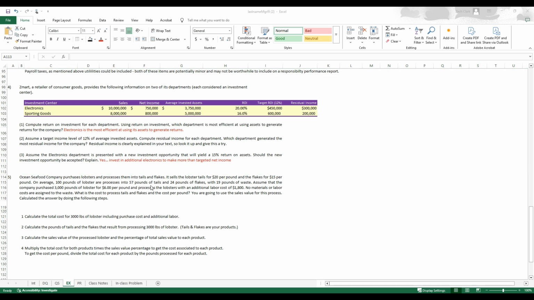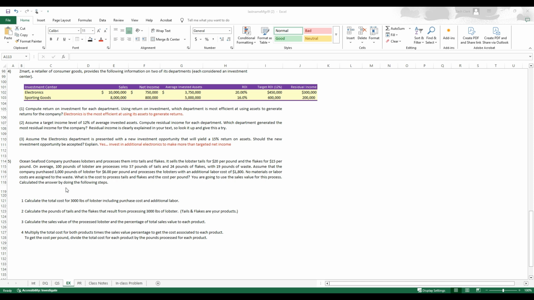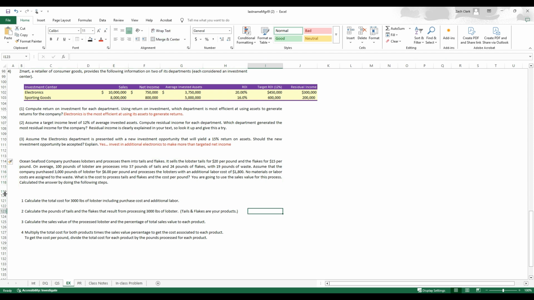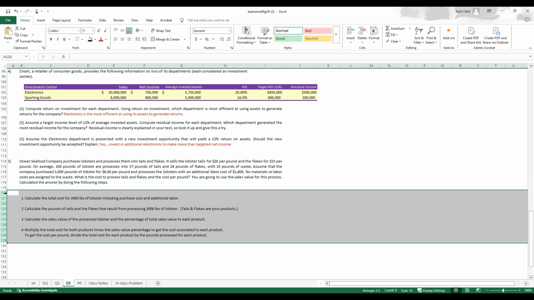Okay, let's look at the last one here. This is question 5. Ocean Seafood Company purchases lobsters, processes them, and sells the tails for $20 per pound and the flakes for $15 per pound. On average, 100 pounds of lobster processed yields 57 pounds of tails, 24 pounds of flakes, and 19 pounds of waste. Assume that the company purchased 3,000 pounds of lobster for $6 per pound and processes the lobster with an additional labor cost. No materials or costs are assigned to the waste. What is the cost to process tails and flakes? You are going to use the sales values, calculate the answer by following the next steps provided. So lots of words, and yeah, let's take a look.